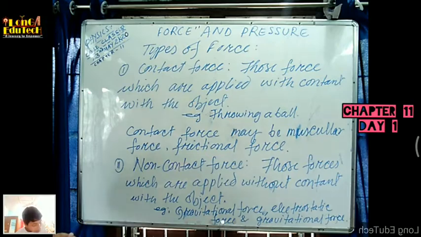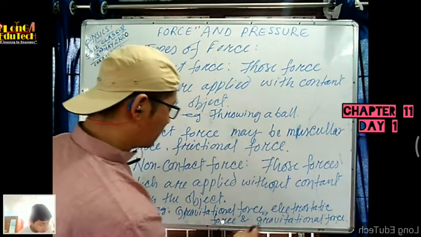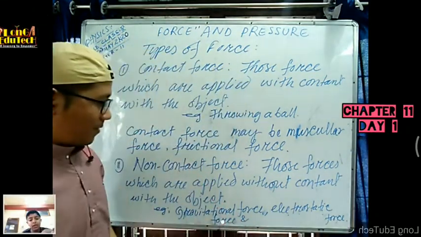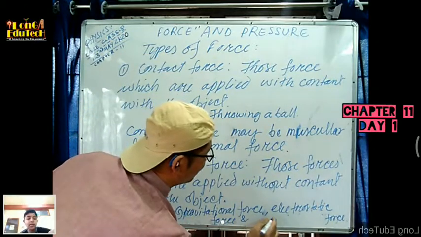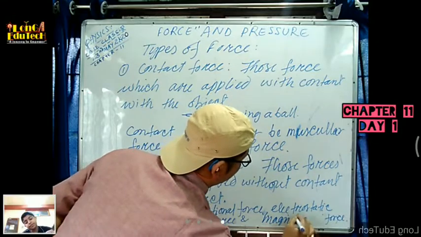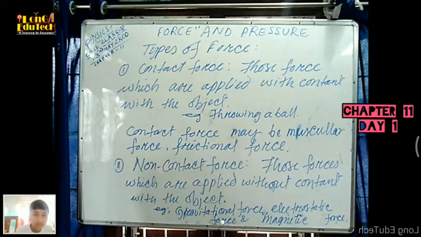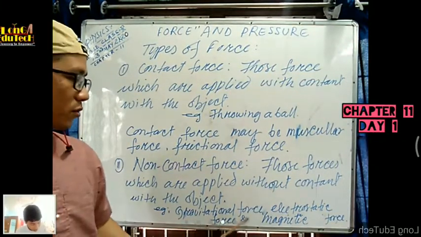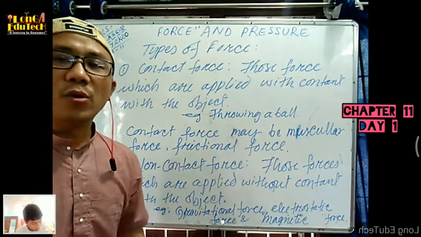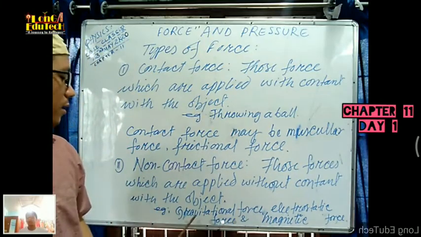Gravitational force, electrostatic force, magnetic force. So you write down the magnetic force. So here we can write the three: gravitational force, electrostatic force, and magnetic force, which are applying the force without contact with the object.